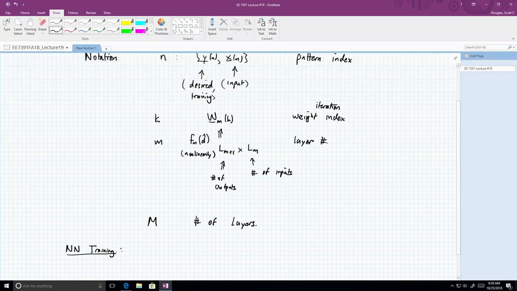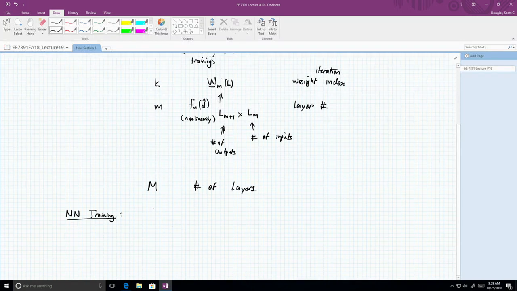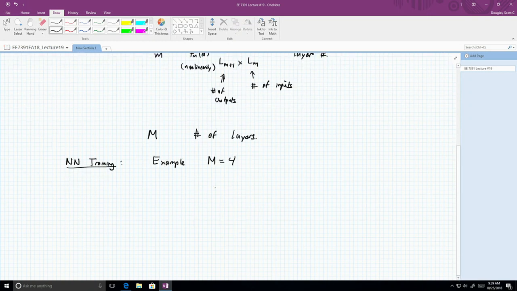So in our neural network training example, we're going to set capital M equal to 4. What that means is we have an input layer, 3 hidden layers, and then an output layer. Now I know you're looking at this and saying, if I count this, I have 1, 2, 3, 4, 5, so what's going on? Why is it that I'm saying I have M equal to 4, 4 layers?